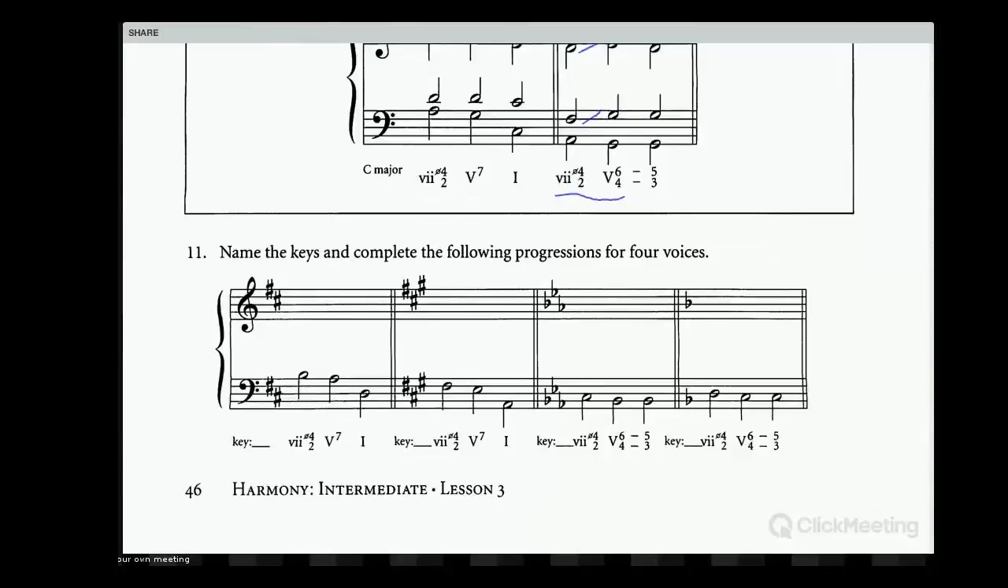So the principles for the half diminished seventh chord are identical to that of the diminished seventh chord. Just move to the nearest available chord tone.